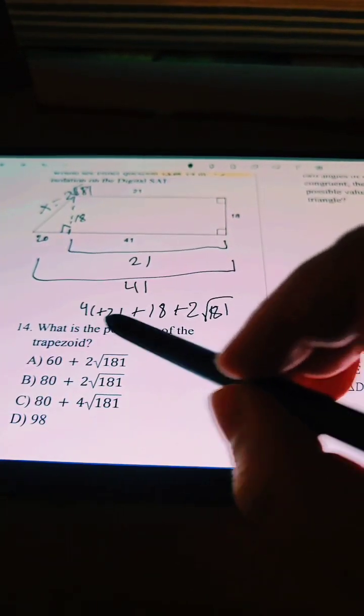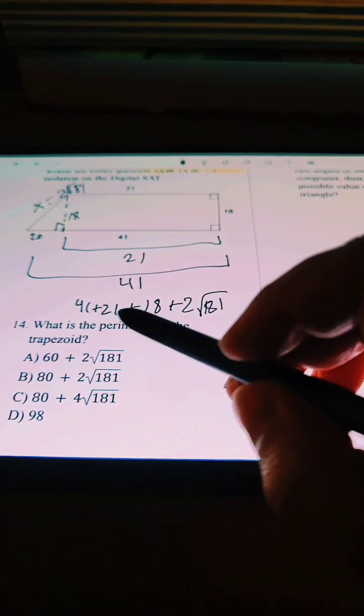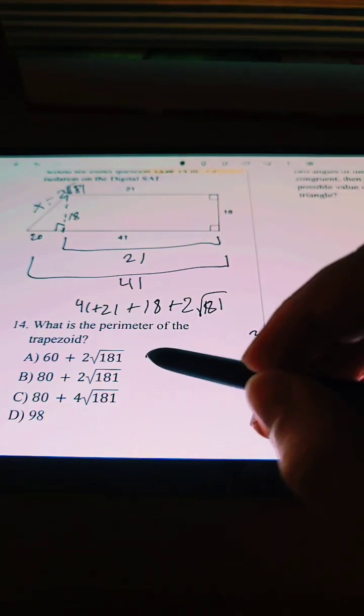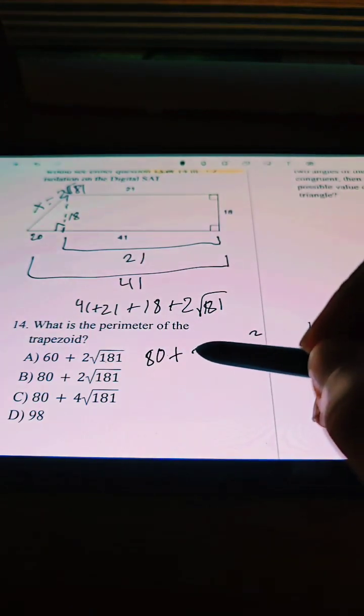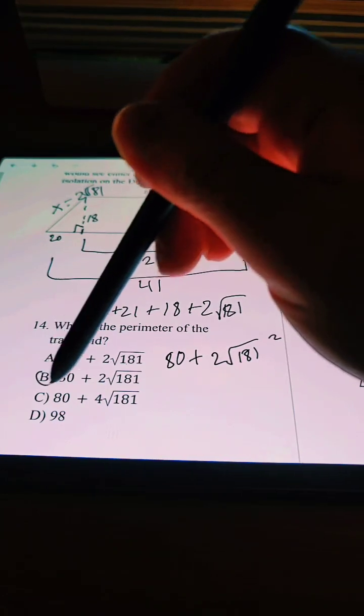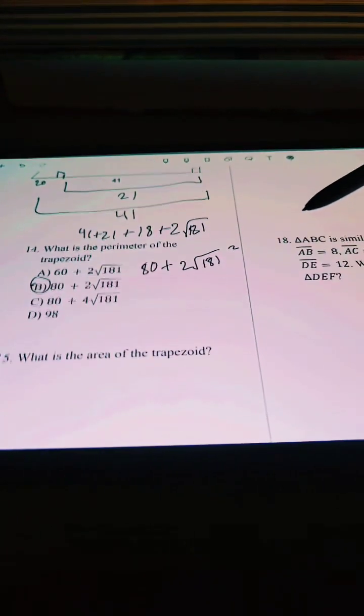So obviously I can just easily add up the regular numbers. So that's going to be 62 plus 18 is 80, plus 2 root 181. So that would be B. There. And let's go to number 15.